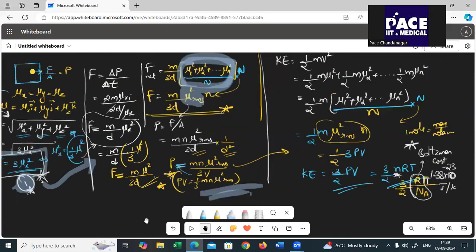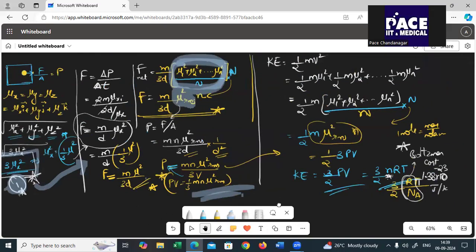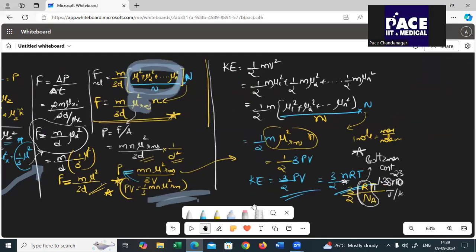And then accordingly, I can get my kinetic energies also. Kinetic energy is half m v square, half m into u1 square plus u2 square and so on. So half m common, bring it in the format of u1 square plus u2 square and so on till un square by n into n. And then this is what you get. And this will be your 1 by 2 times m u square RMS.